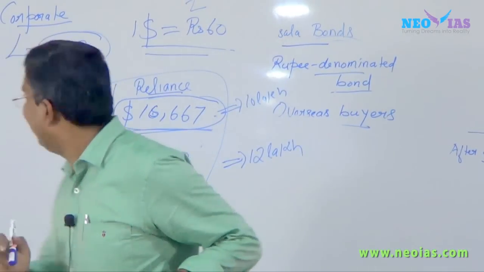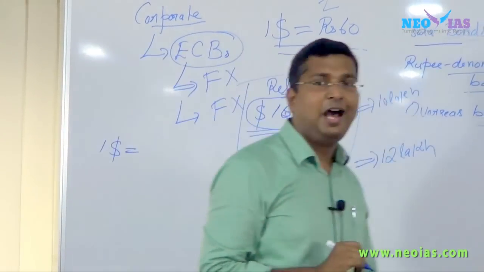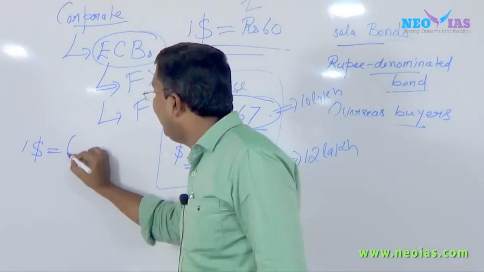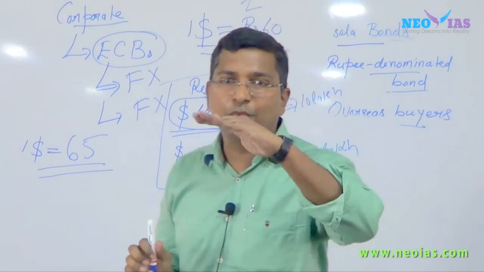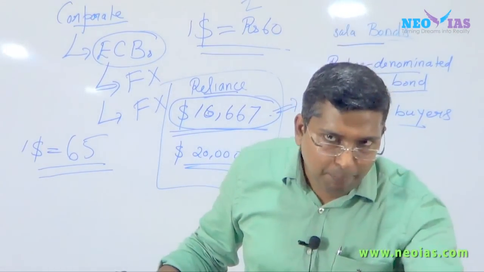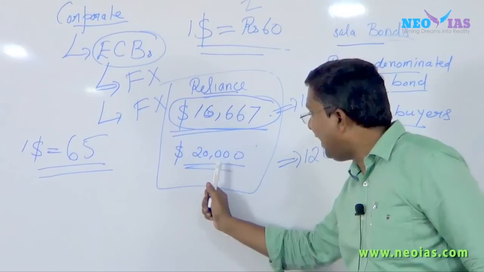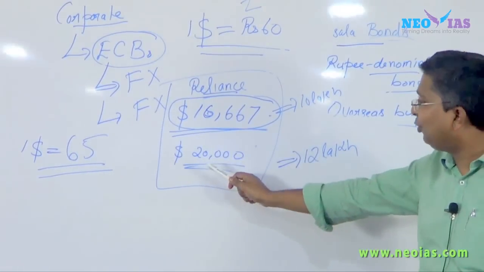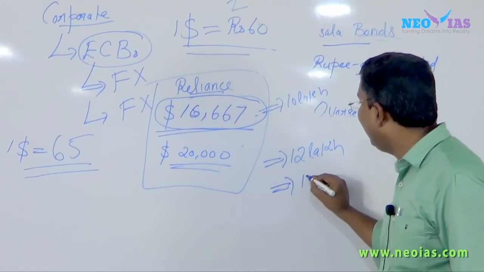Now imagine a situation where after 2 years things have changed. Instead of 60, the rupee has depreciated to 65. The Reliance fellow was thinking that the currency value would remain the same. Here is what is called currency risk: an unexpected depreciation of the Indian rupee, and the dollar to rupee rate has changed to 65. Now Reliance has to pay back $20,000. To get $20,000, how many Indian rupees are required? He requires 13 lakh.